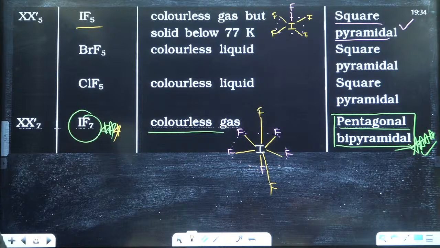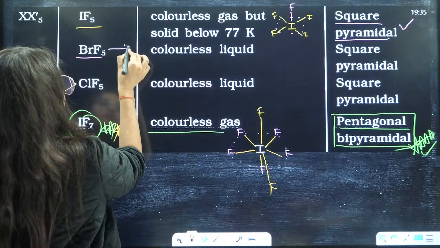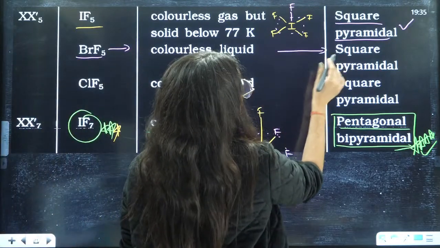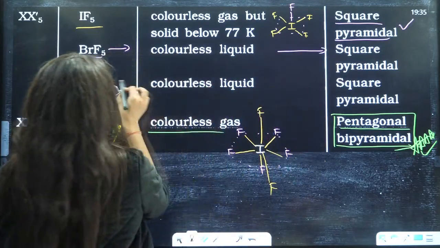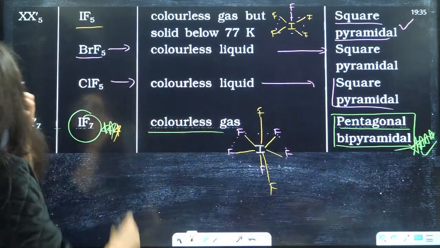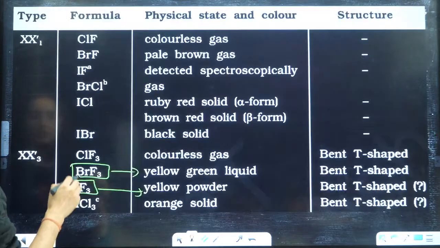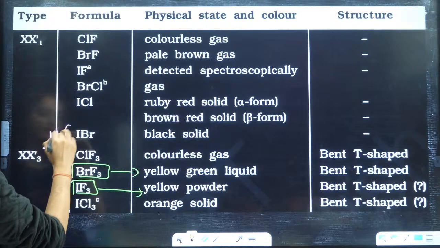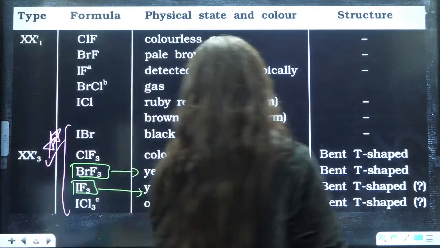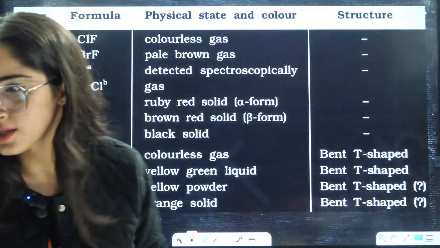Some of the structures I don't have currently. Next is BrF3. Again, it is square pyramidal, just like this. And ClF5 is also square pyramidal, right? So all these structures are very, very important for you. Directly they can ask you.